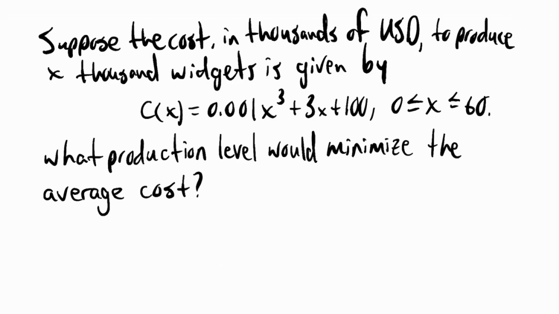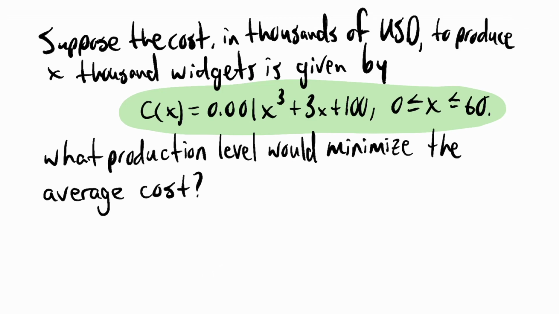So in this video, we're going to have an application example of the extreme value theorem, where we apply finding a global min or max to a specific application problem, not just a generic function. So let's say that the cost to produce x thousand widgets, whatever they might be, is given by this cubic function, and that this is only valid when x is between 0 and 60. So that's 0 widgets or up to 60,000 widgets, because x is in terms of thousands.